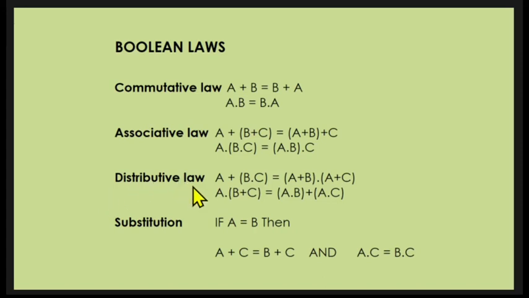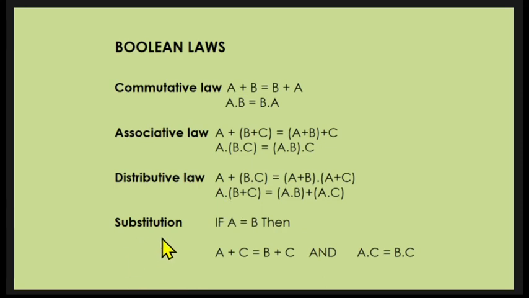Next is distributive law. A plus BC is equal to (A plus B) into (A plus C). Similarly, A dot (B plus C) is equal to A dot B plus A dot C. So, A can be distributed with B and C in OR operation as well as in AND operation.